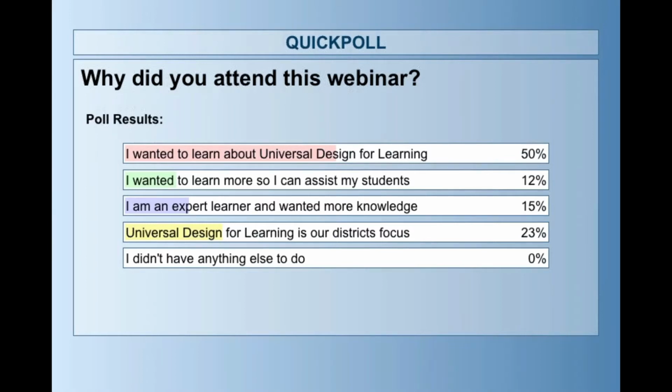So there's our results. 50% I wanted to learn about universal design for learning. About 23% universal design for learning is our district focus. 15% I'm an expert learner and wanted to have more knowledge, and 12% I wanted to learn more so I can assist my students. 0% said I didn't have anything else to do, so that's good. These are excellent.